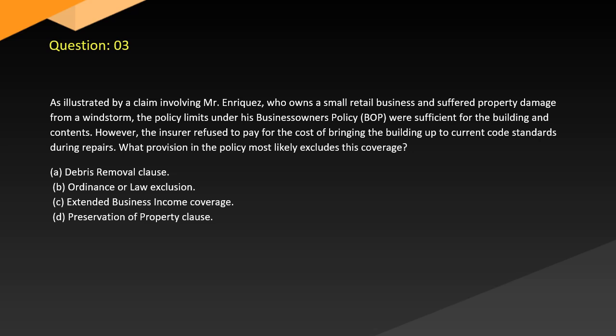Question 3. As illustrated by a claim involving Isto Enriquez, who owns a small retail business and suffered property damage from a windstorm. The policy limits under his business owner's policy, BOP, were sufficient for the building and contents. However, the insurer refused to pay for the cost of bringing the building up to current code standards during repairs. What provision in the policy most likely excludes this coverage? A. Debris removal clause. B. Ordinance or law exclusion. C. Extended business income coverage. D. Preservation of property clause.